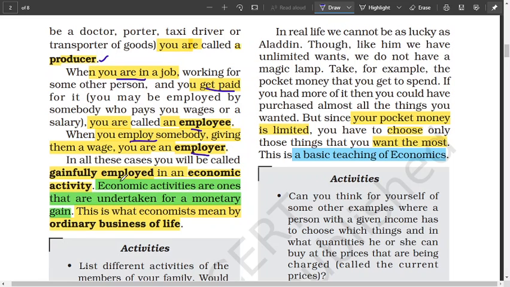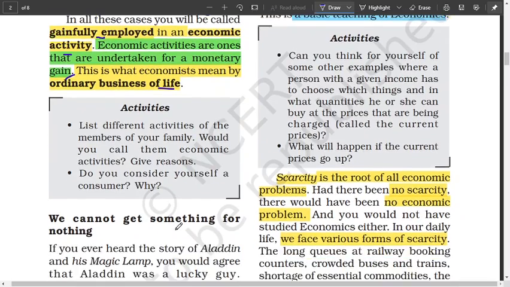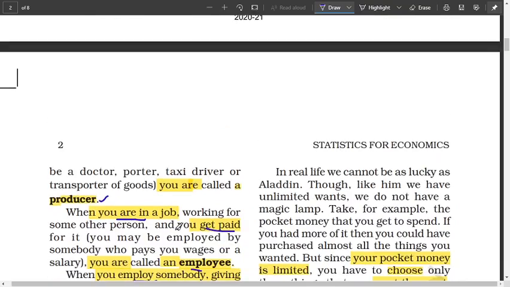So in this case, you will be gainfully employed because you get paid and you work in an economic activity. What is an economic activity? An economic activity is one that is undertaken for monetary gain. So when you work, you expect something in return. You don't work for free because you have so many things to satisfy. That's economic activities. So this is what economists meant by the ordinary business of life. We do things every day. We do things to feed ourselves, and we have to work. We have to get a job.